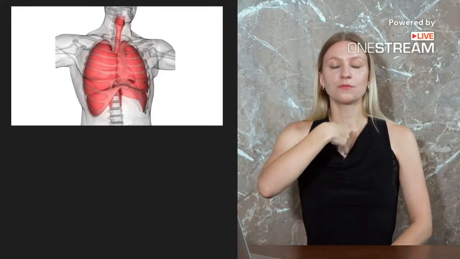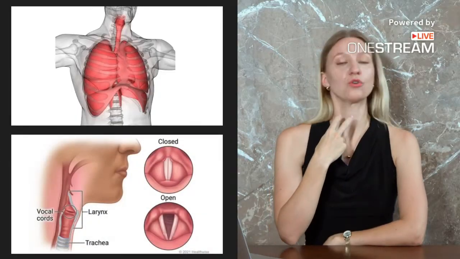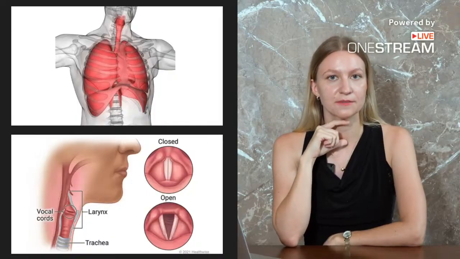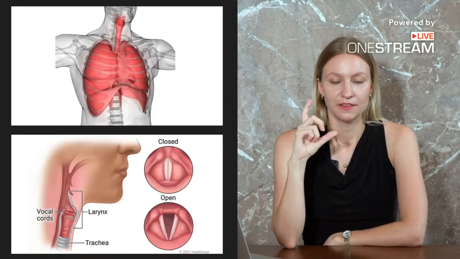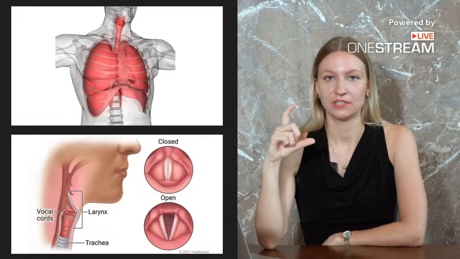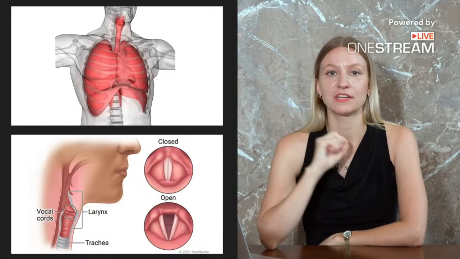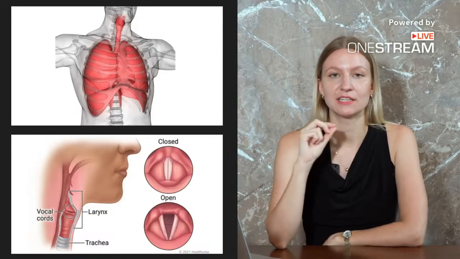Once it goes all through our body, it meets our vocal cords or vocal folds, which are located in our larynx. This larynx is very important, and I want to add a few more things about it. What is it and why is it important?